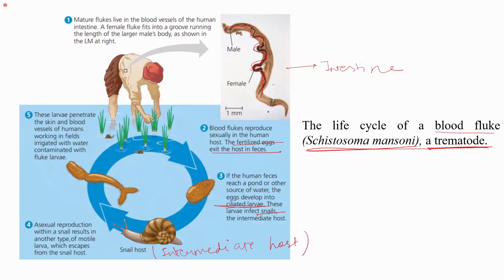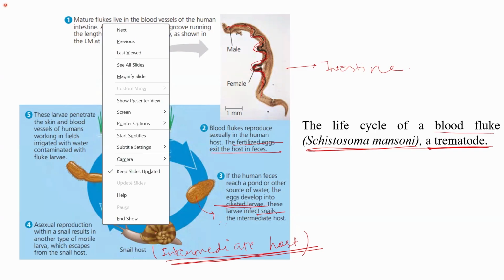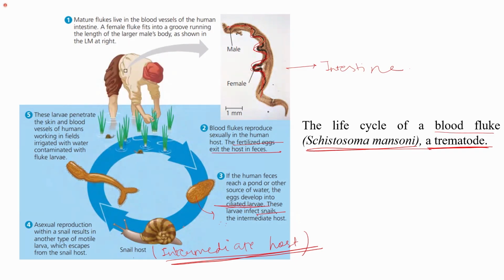Asexual reproduction within a snail results in another type of motile larva, which escapes from the snail host. So this was a ciliated larva which is released into the environment through the fecal matter, and if it comes in contact with a snail, it causes infection in the snail. The snail acts as the intermediate host where it undergoes asexual reproduction, resulting in a motile larva which escapes from the snail host. This larva then penetrates the skin and blood vessels of humans working in fields irrigated with water contaminated with the fluke larva, ultimately causing the infection again in the intestine of the host.